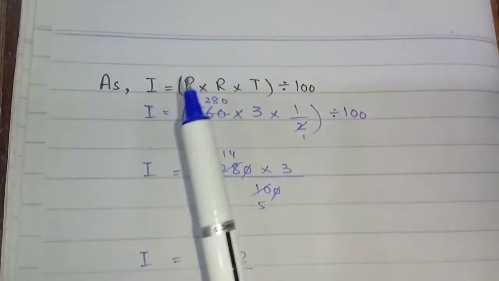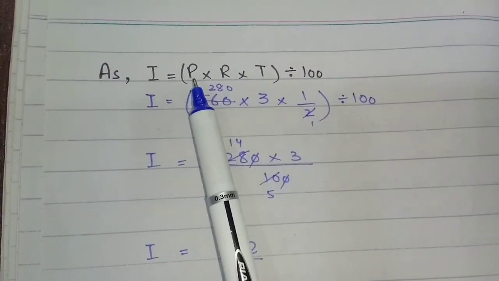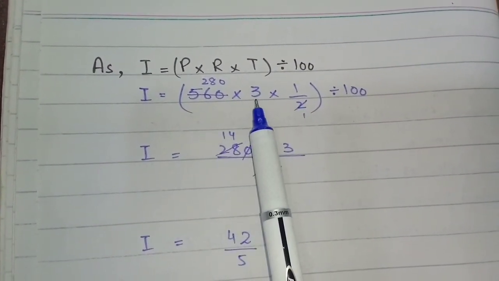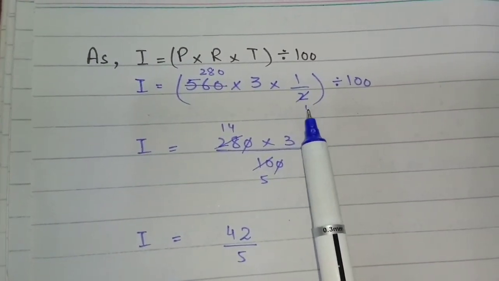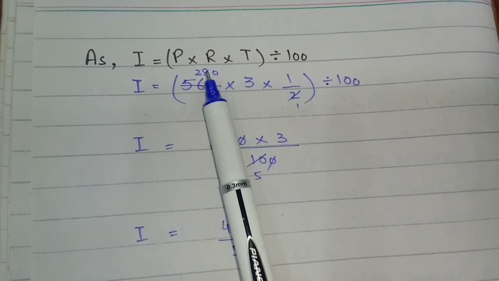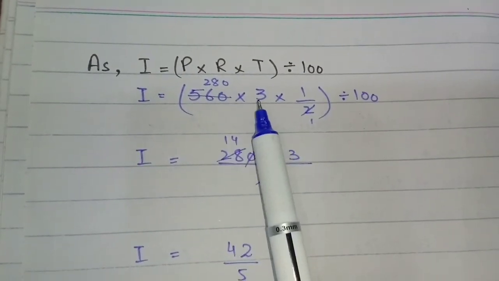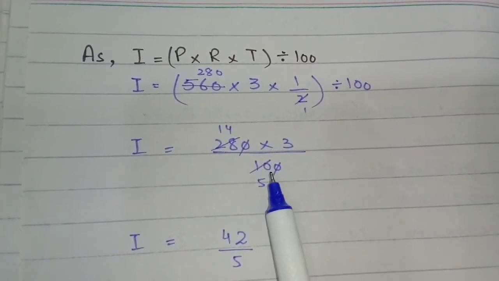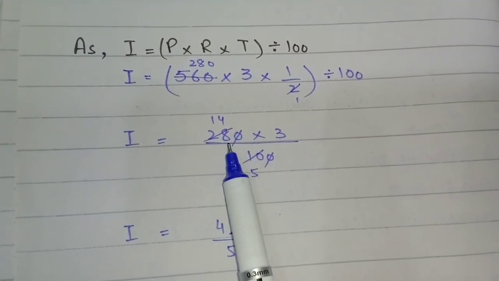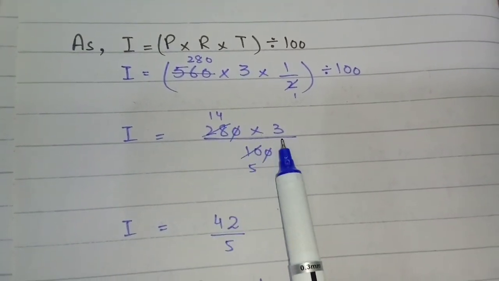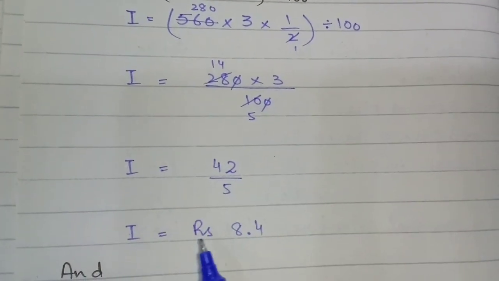Now we have to find the interest. I is equal to P multiplied by R multiplied by T divided by 100. P is given in the question, that is 560. R is given, 3, and time is given, 1/2, divided by 100. On the table of 2, 2 1s are 2, 2 2s are 4, 2 8s are 16 and 0 as it is. Now 280 multiplied by 3 divided by 100. 1 zero will be cancelled out with this 1 zero, and on the table of 2, 2 5s are 10, 2 14s are 28, and by multiplying 40 multiplied by 3 we get 42 divided by 5, and after the division we get I is equal to rupees 8.4.